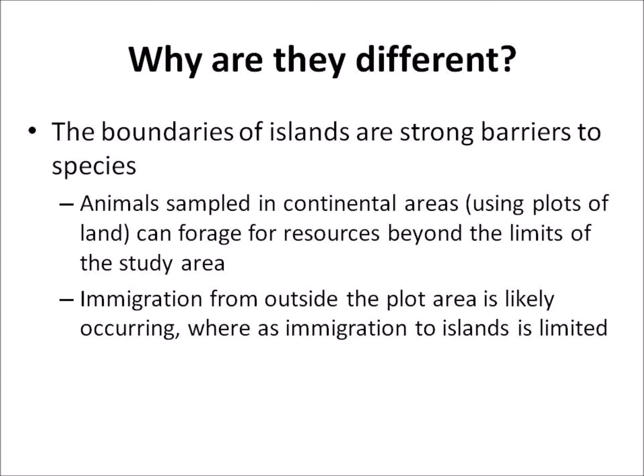So why is the value of Z greater for islands than it is for the mainland? Well, there's a few reasons. The boundaries of islands are strong barriers to species. On the mainland, animals sampled in continental areas can forage for resources beyond the limits of the study area. So when you set up your plots in a woodlot, for example, immigration from outside the plot area is very likely to occur, whereas immigration to islands is very, very limited.